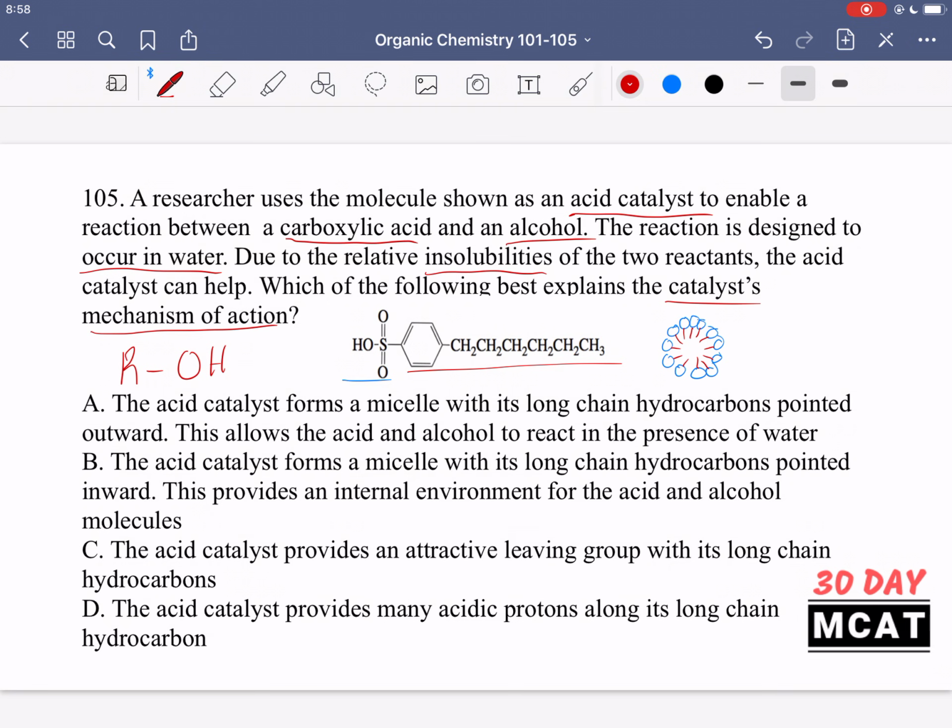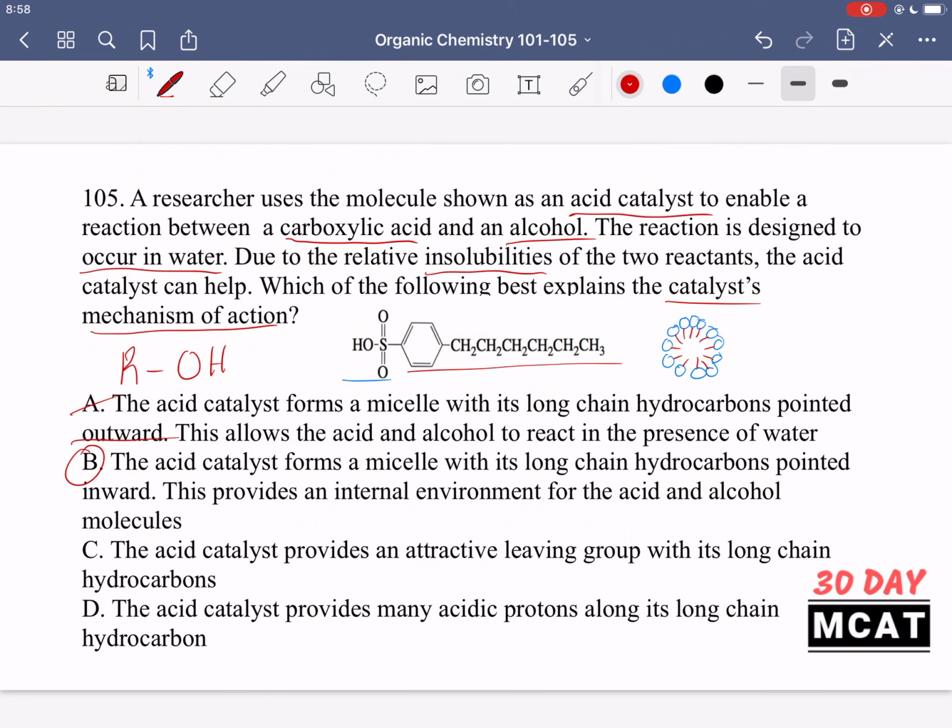So option A is saying, regarding the mechanism of action, the acid catalyst forms a micelle with its long chain hydrocarbons pointed outward. Because it says outward, this answer is incorrect. And the rest is fine. This allows the acid and alcohol to react in the presence of water. If the hydrocarbons were pointed outward, then there's no real environment for the reactants to be safe in and carry out the reaction in. B is the correct answer.